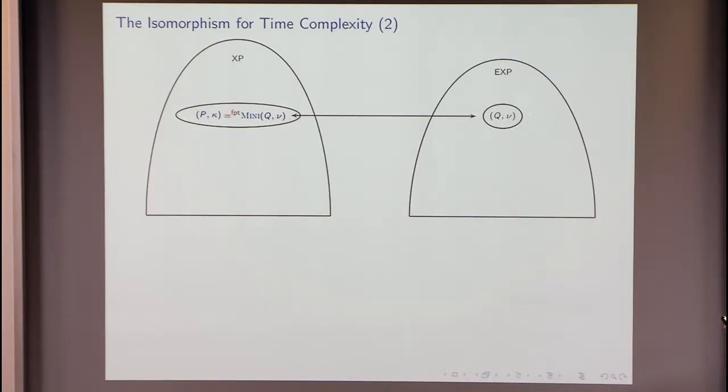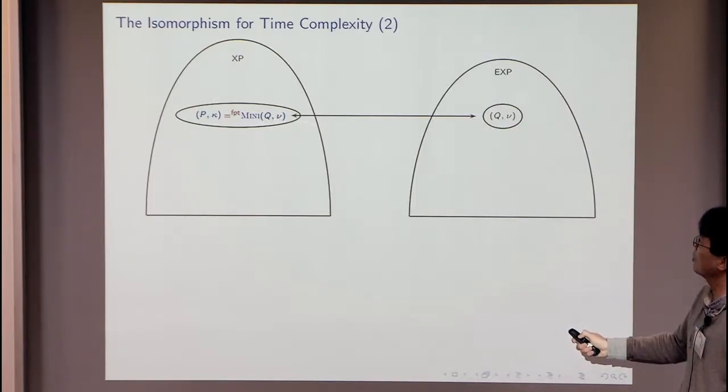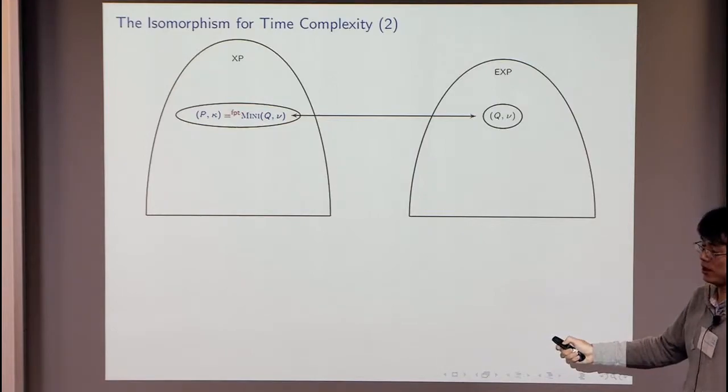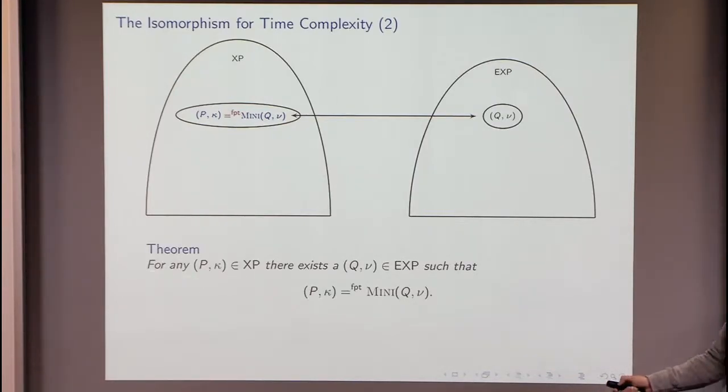You can find a problem in exponential time, which under this miniaturization, you get a mini Q of this problem, which is FPT equivalent to the original problem P kappa. So stated formally, you start from P kappa in XP, then you can construct the problem Q nu in EXP such that P kappa is FPT equivalent to the miniaturization of Q nu. So this shows that although this isomorphism is not in a strict sense an isomorphism, if you understand problems as problems closed under reductions, it really gives you an isomorphism between these two theories. Okay? So everything in EXP is mapped to XP, and everything in XP can be traced back to EXP.